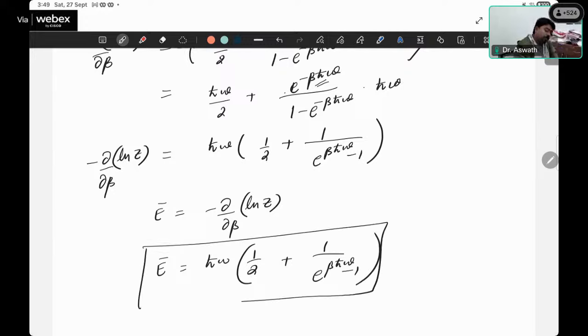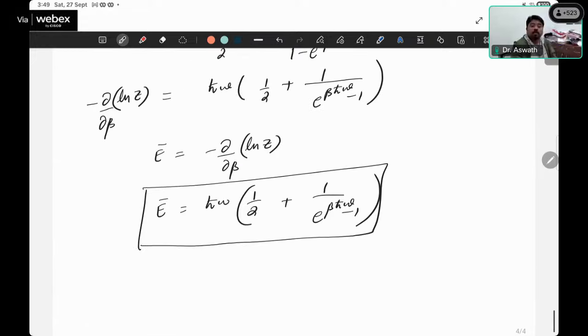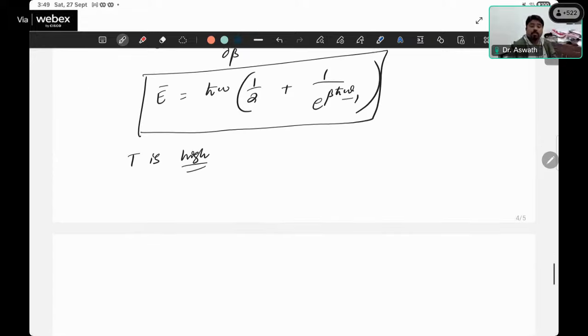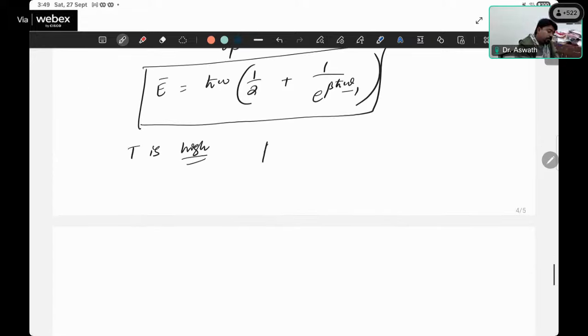Now let's do the discussion. Let's say the temperature is very, very high. Let's say T is high. In the T is high case, what happens? What is beta h omega, by the way? Beta h omega is h omega by kT. When T is high, this quantity is going to be much smaller than 1. So you just take the second term and try to assess the second term.